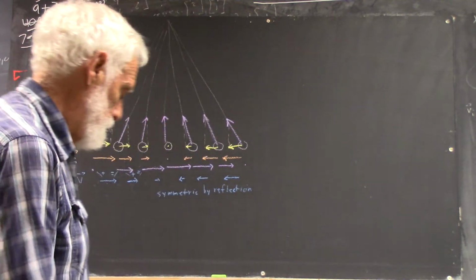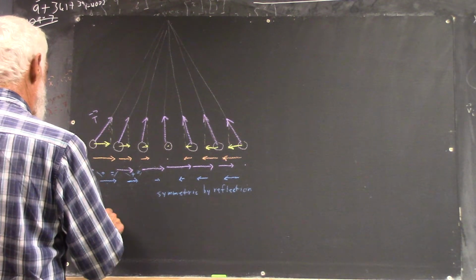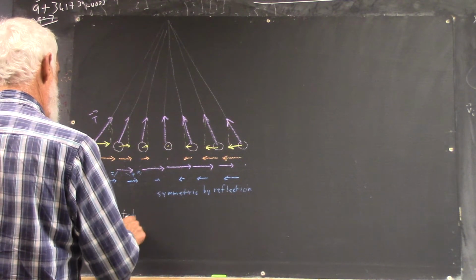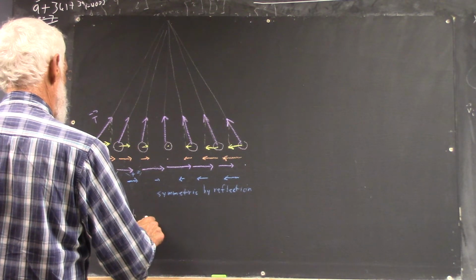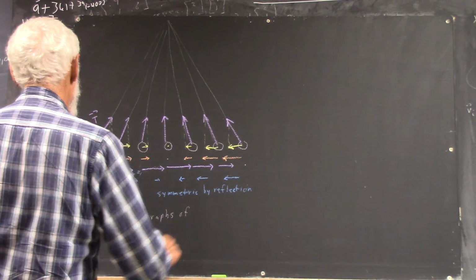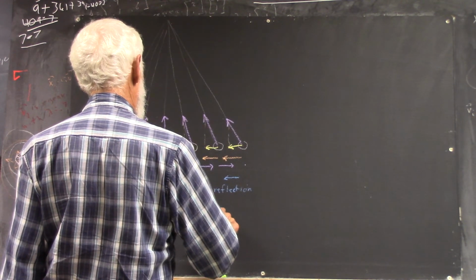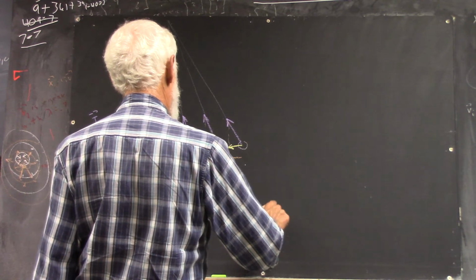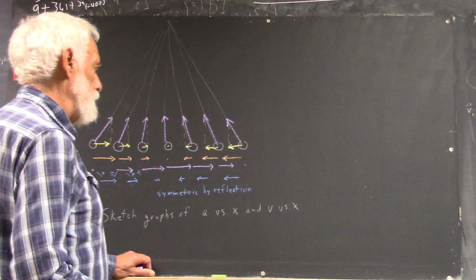Okay? So now, what I'm going to ask you to do is sketch a graph of A versus X and V versus X.